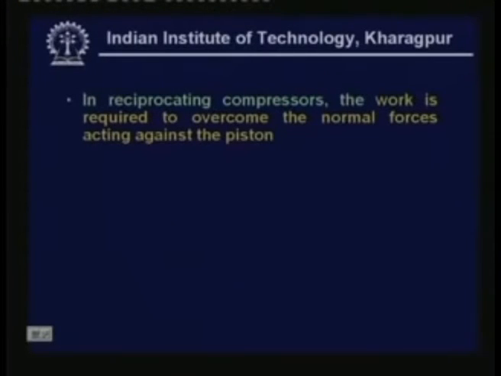So why do we require work input in reciprocating compressors? If you think about the working principle of a reciprocating compressor, when the piston is compressing the refrigerant, it encounters a resistance by way of a normal force, and this normal force is due to the pressure acting against the piston. And what is the maximum amount of this force? It is equal to the area of the piston multiplied by the maximum pressure developed inside the compressor, and this maximum pressure is almost equal to the condenser pressure. So the work is required to overcome this normal force, which is equal to P condenser into the area of the piston.